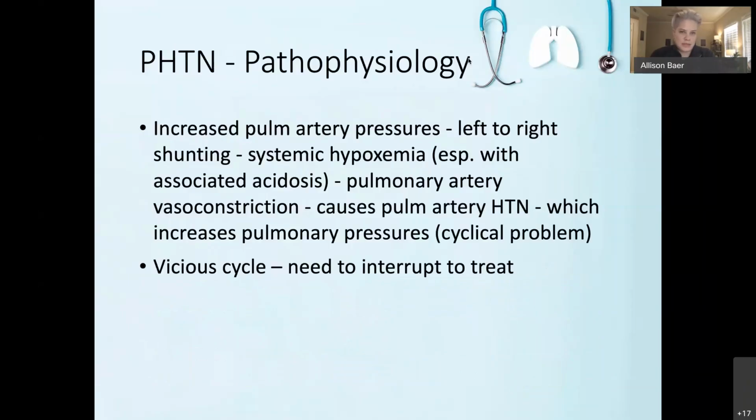Okay, so what happens with this? Well, your pulmonary artery pressure goes up, which causes some left to right shunting. It's harder for the right side of the heart to push into the lung, so instead it shoots off to the left side of the heart. And then from that's blue blood going to the heart. You can have systemic hypoxemia, especially if you have acidosis. So the worse the hypoxia is and the acidosis inside your lungs, the worse the constriction gets, which causes further pulmonary hypertension and further increased pressure. So it can become a vicious cycle that you need to interrupt.